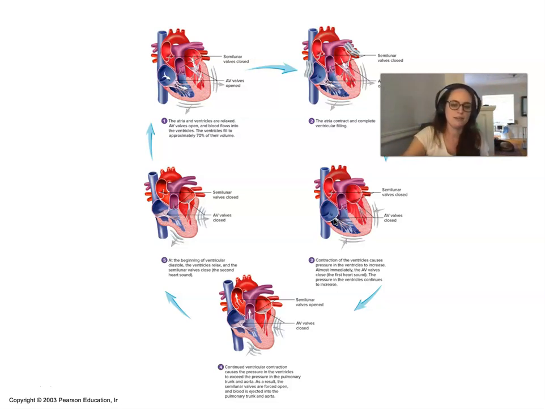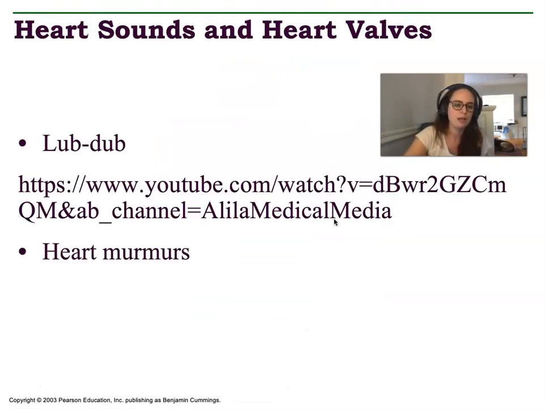I don't know if my mic caught those. Hopefully it did. That first sound, AV valves closing, is LUB. The second sound, semilunar valves closing, is DUB. We call those S1 and S2.